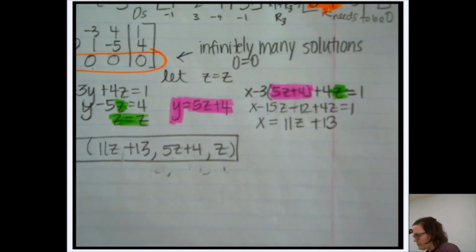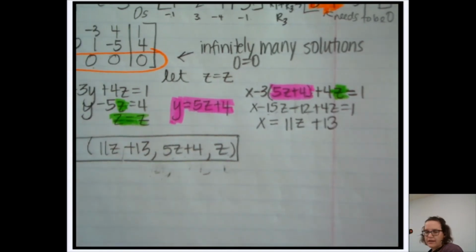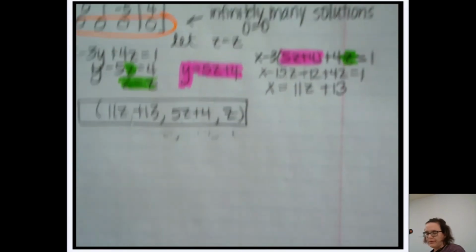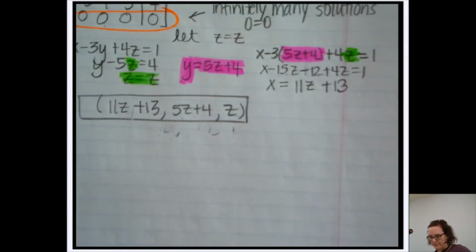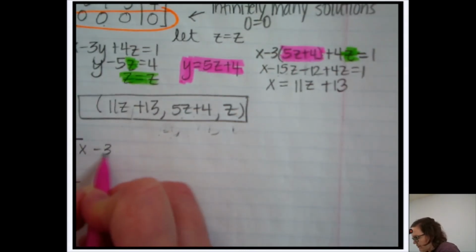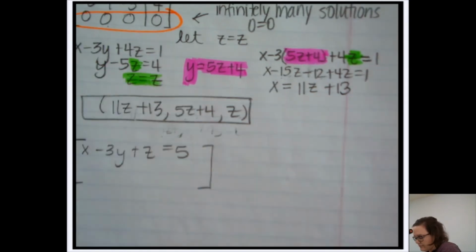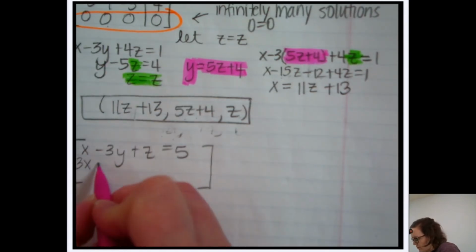And so this is a system that just lets you generate all of your answers. Okay. Now, one final one for today. And again, I'll do a couple more examples tomorrow, maybe, if you think you need it. Okay. I have x minus 3y plus z equals 5. And actually, maybe I should do one more for you right now.